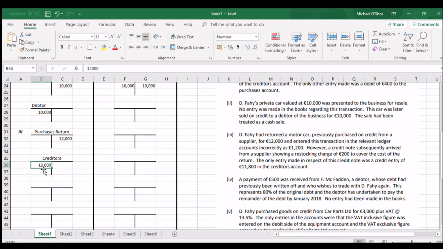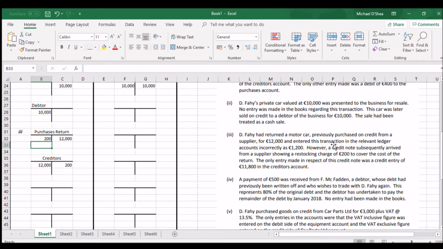So out of this 12,000 that I'm going to deduct from my creditor's account, I'm not going to receive all of it because 200 is going to be charged to me, so I offset that 200 from the 12,000. From the purchases return, out of the 12,000 I'm going to take out of my purchases account because it's a return, 200 of it won't be leaving the account as that is money that I have paid toward purchases even though I don't have the product because it's a restocking charge. So these are just two figures to offset the 12,000 as I'm not going to receive a full 12,000 here. So that's what should have happened.